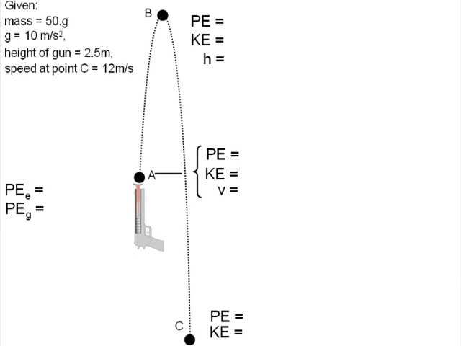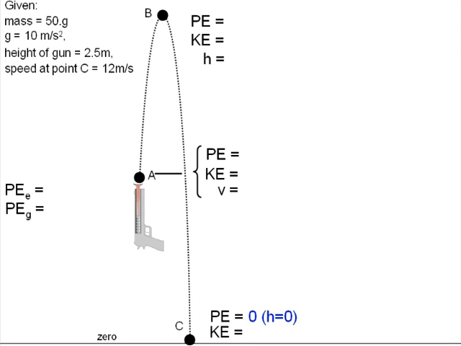All right, dart gun problem. First thing we do on all these problems is establish where your zero line is. Zero line is where C is. That's where our heights will be measured. And we know whenever the object is on the zero line, the height is zero, and therefore your potential energy is zero.